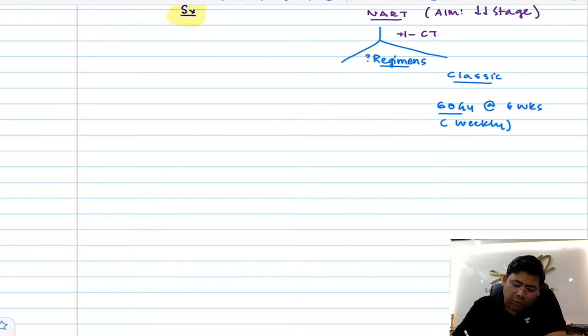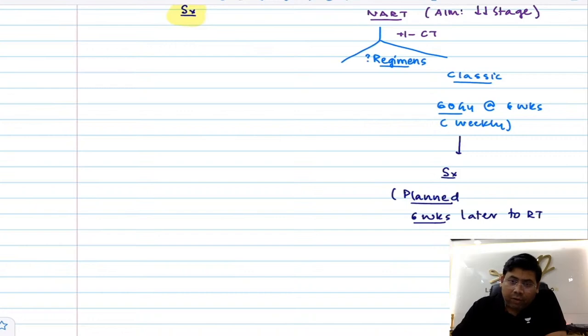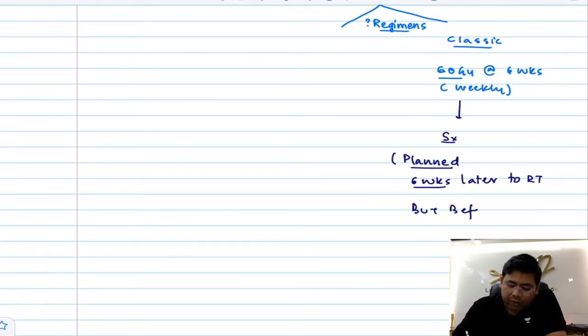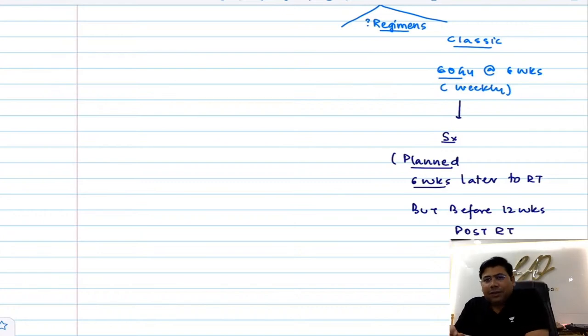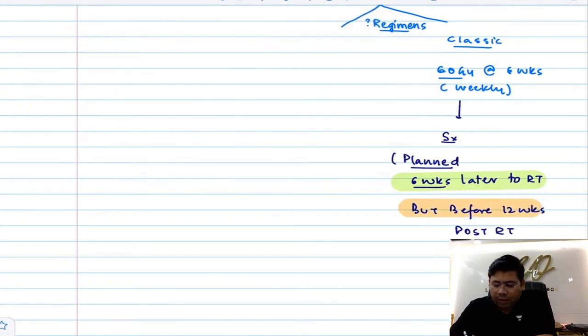Now, after this, you need to plan surgery. The gap between radiotherapy and surgery is very important. So when is surgery planned? It is planned 6 weeks later to radiotherapy, but, and this is very important, before 12 weeks post radiotherapy. What do you mean by these two terms? Just after 6 weeks, the tissue is boggy and edematous, and if you cut through edematous tissue, the surgery becomes very difficult. After 12 weeks, there is so much fibrosis in this inflamed tissue that again the surgery becomes very difficult.